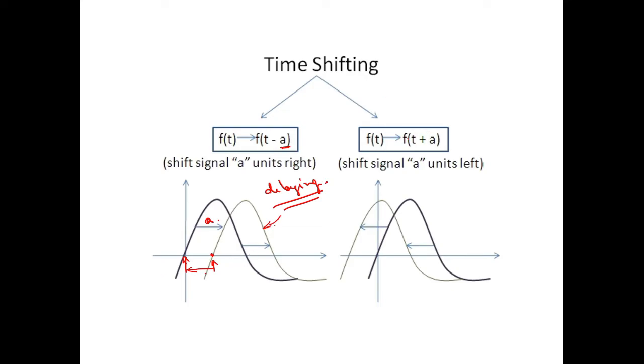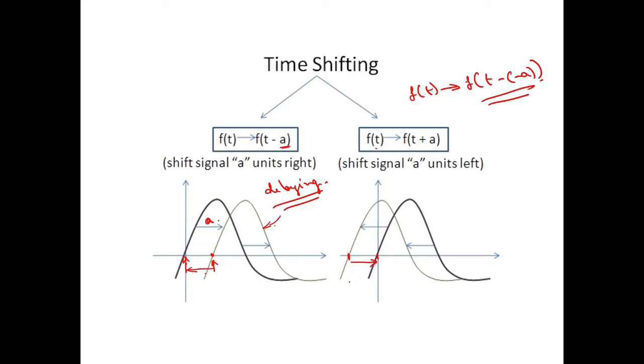Similarly, x of t, which is being transformed into f of t plus a, it is nothing but f of t minus of minus a. Okay. So we are shifting the signal towards the left hand side. But what is happening to the origin? If you see during the numerical, we will shift the origin to the right hand side.